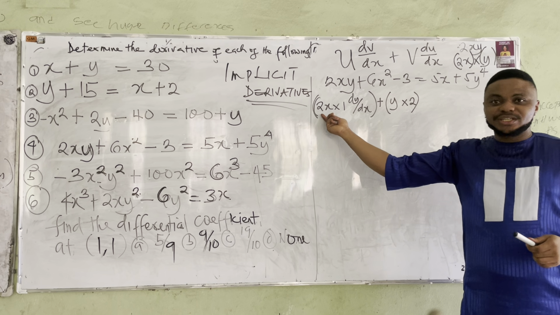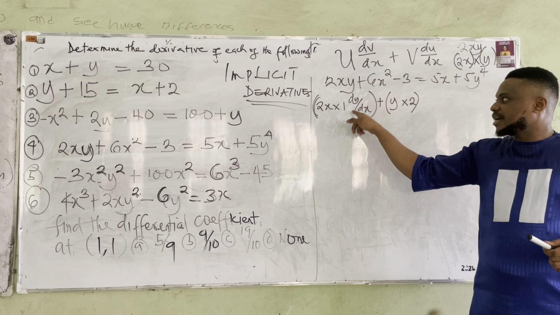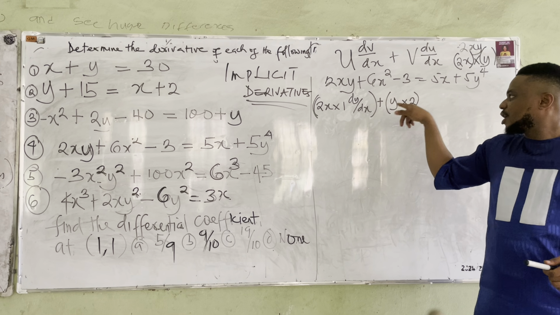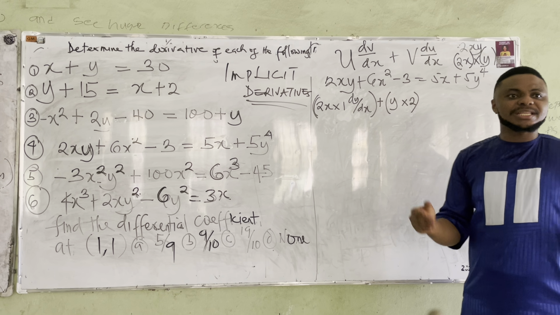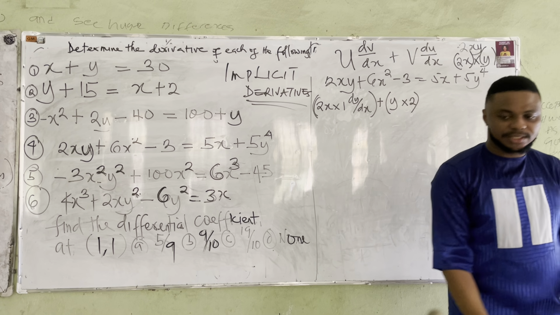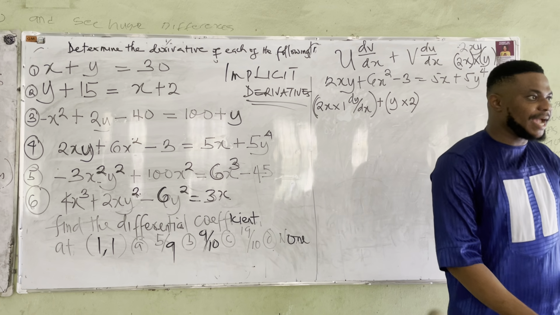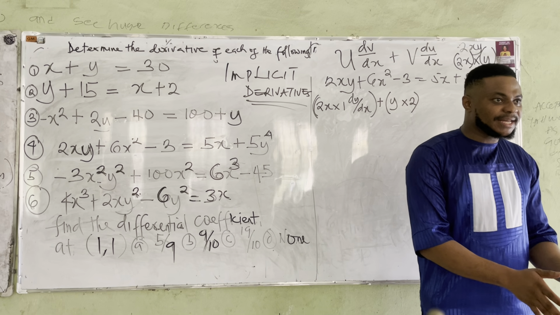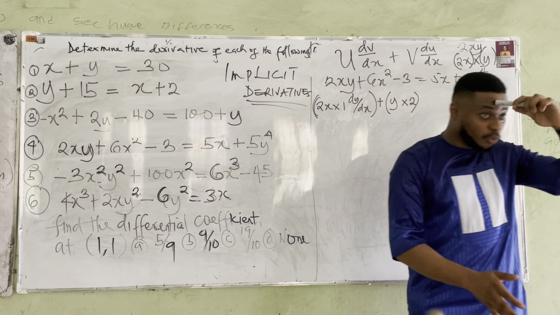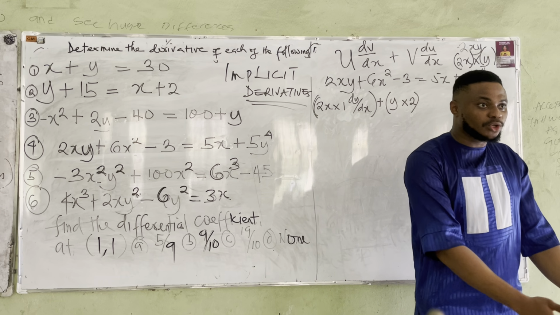Keep your 2x constant, bring it down, differentiate y. Keep your y constant, differentiate what? x. It's just like you don't touch x, you touch y. You don't touch y, you touch x. Do you get it? You don't touch x, you touch what? y. You don't touch y, you touch what?